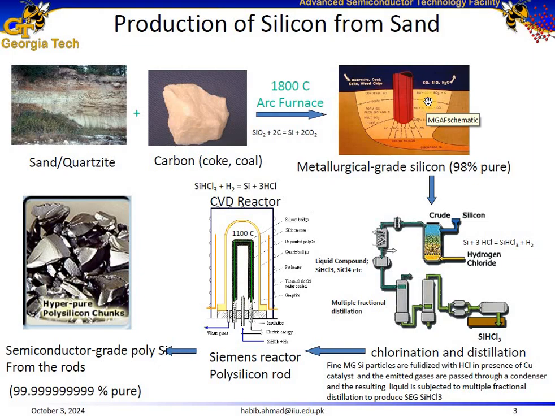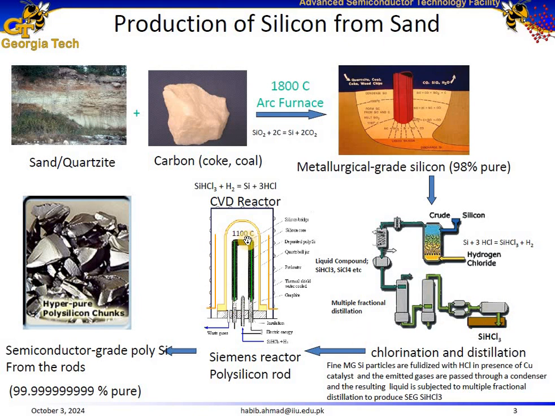Then in the next step, we convert the metallurgical grade silicon into trichlorosilane. So it involves converting the metallurgical grade silicon into a more refined form. Silicon is reacted with hydrogen chloride in a chlorination and distillation unit, forming a mix of trichlorosilane and other components. And these are separated through multiple fractional distillations in order to achieve a purified form of trichlorosilane. This material is called trichlorosilane.